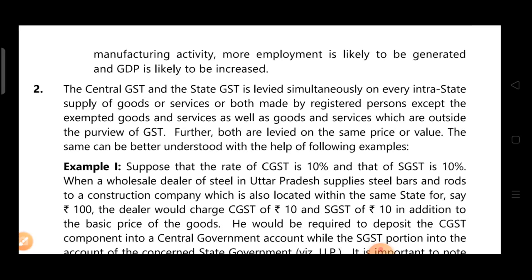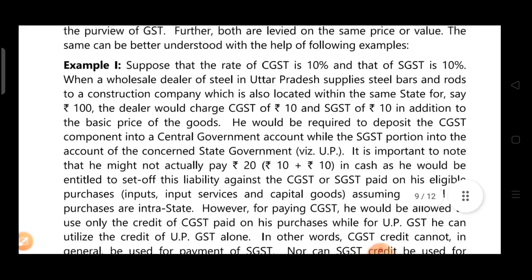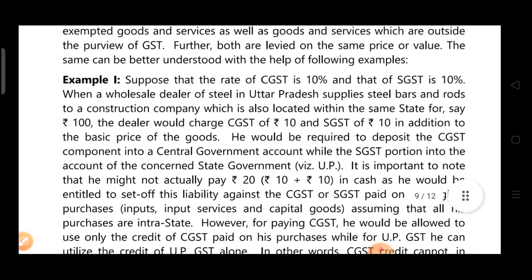You have to explain with the help of an example how CGST and SGST are charged simultaneously on the supply on the same value. So they have given two examples. Read once. So you can make any hypothetical example in the exam. Suppose that the rate of CGST is 10% and that of SGST is 10%. When a wholesale dealer of steel in Uttar Pradesh supplies steel bars and rods to a construction company which is also located within the same state.